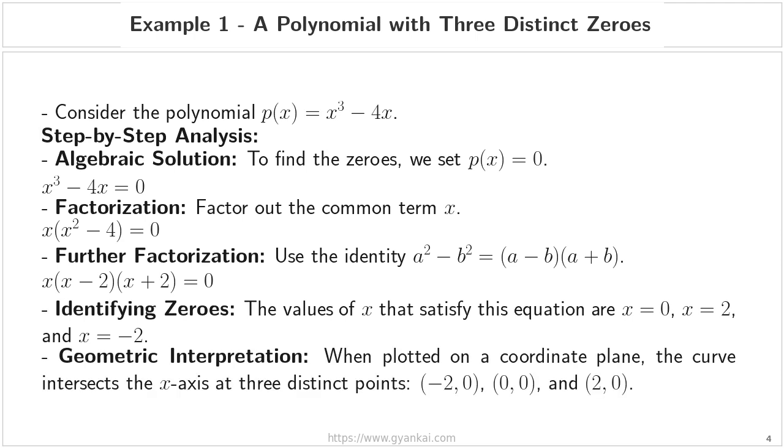Finally, let's connect this back to the geometry. If we were to plot this curve on a coordinate plane, we would see the graph crossing the x-axis at exactly three distinct points. Specifically, these are the points (-2, 0), (0, 0), and (2, 0). This perfectly illustrates the concept we are about to explore in the next examples, where we will see how the number of intersections can change.